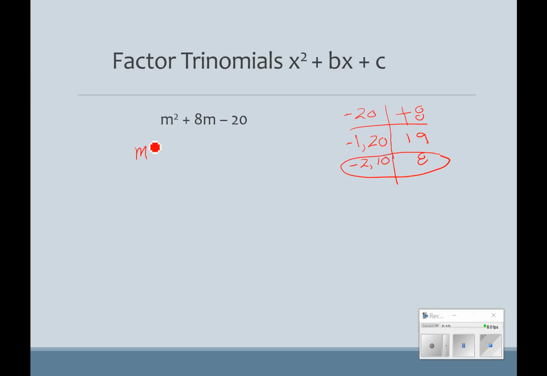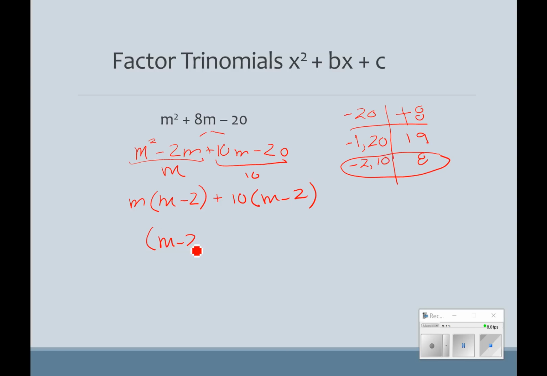So m squared minus 2m, when I split the middle term, plus 10m minus 20. Factor here, and I'm going to get m times m minus 2. Factor out a 10, and I'm going to get 10 times m minus 2. Putting it together, m minus 2 and m plus 10.